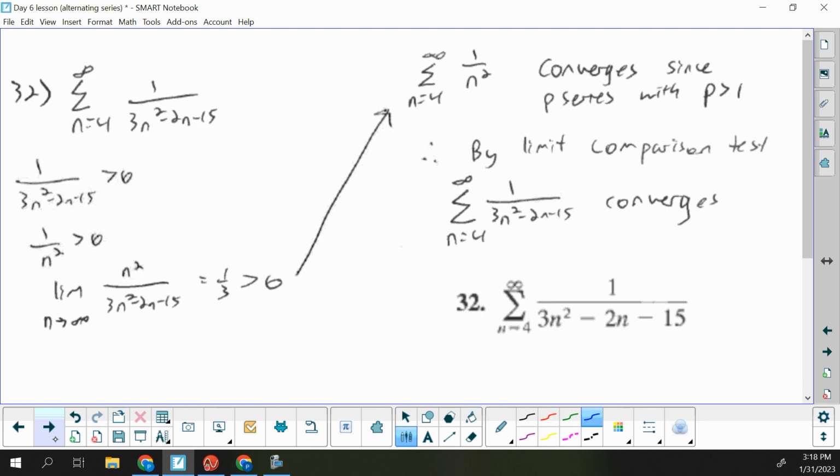32 is kind of like the first half of the homework. We could compare it to 1 over n squared. When you divide, do keep change flip, you get the same degree. The ratio of leading coefficients is 1/3 as n goes to infinity. That's a positive finite constant, so the limit comparison test is going to apply here. The nice series was a p series with p greater than 1, so that converged. Therefore, by the limit comparison test, the original series converges.